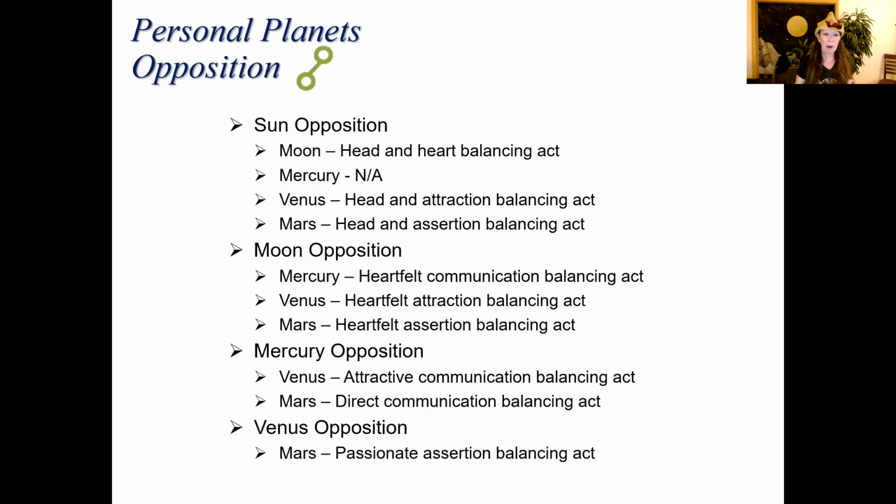The sun and Mars. Oh, here are those people whose sun is opposite their Mars, and the sun is the head and Mars is assertion. These are the people you'll find who are like, I should have told him this. No, no, no. Did I do that? Oh, I should have thought about it more. They struggle. There's not an easy flow.